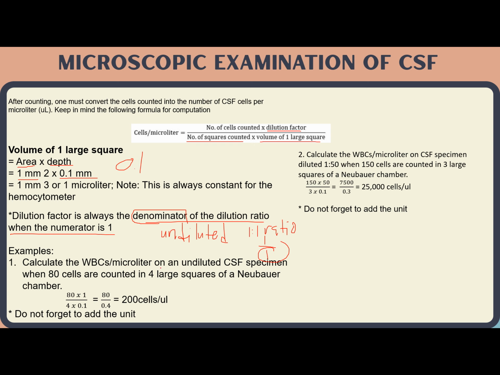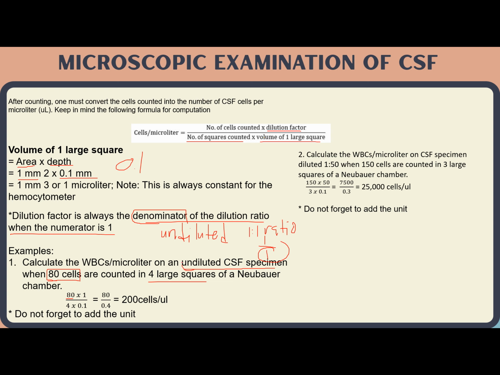Calculate the WBCs per microliter on an undiluted CSF specimen when 80 cells are counted in 4 large squares. So let's apply the formula. So if you take a look, identify first how many cells are counted. So you were able to count 80 cells. So we have 80 here. Then you multiply it by the dilution factor.